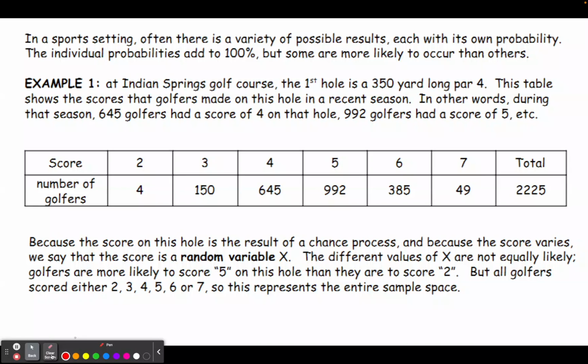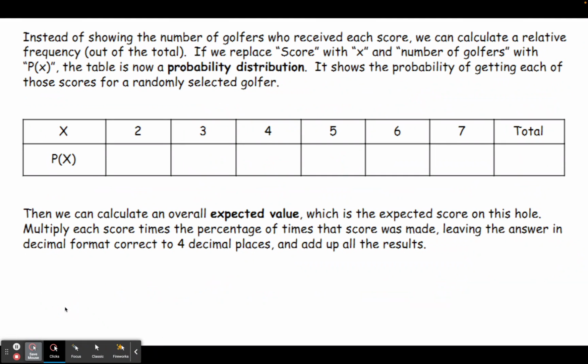Now, typically what we want to do is express these in terms of probability. So here we're going to fill in probabilities and make what's called a probability distribution. What this distribution shows is all of the possible values of our random variable X, which are all the possible scores on that hole, and the probability that a randomly selected golfer would get that score.